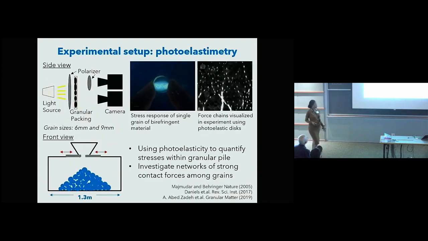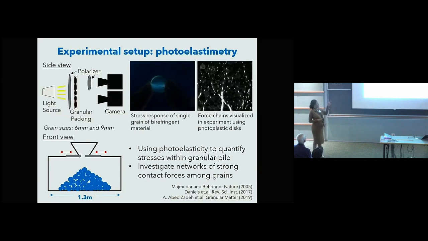So our experiment makes use of photoelasticity, which has been used pretty extensively now to study the mechanics of granular systems. For such an experiment, you have grains that are typically made from a polyurethane, and this material has stress-induced birefringence. So when the material is placed between cross polarizers, as stress is applied to the material, it rotates the polarization of the transmitted light. So stress is shown by a bright pattern that appears on the material.